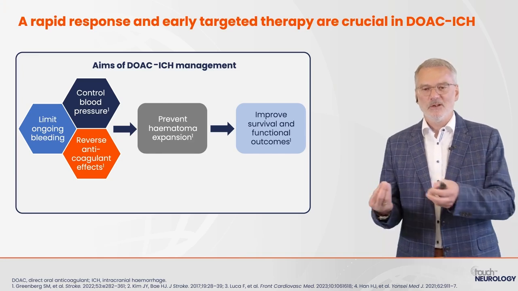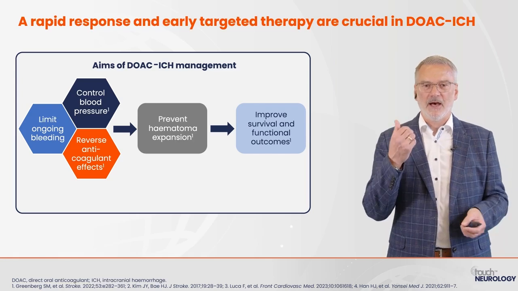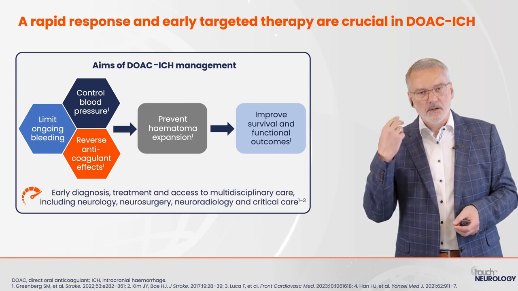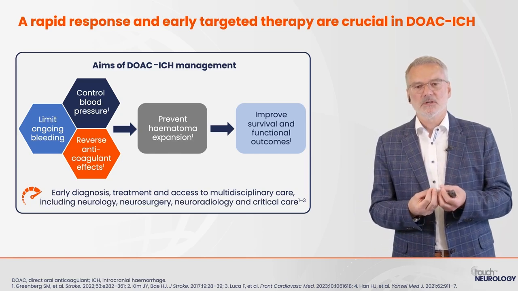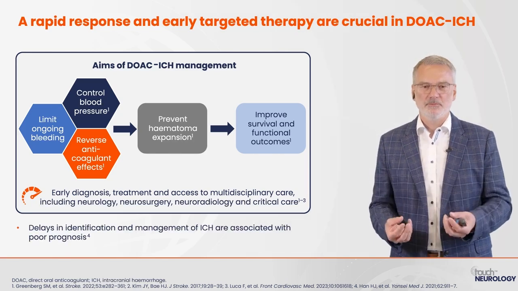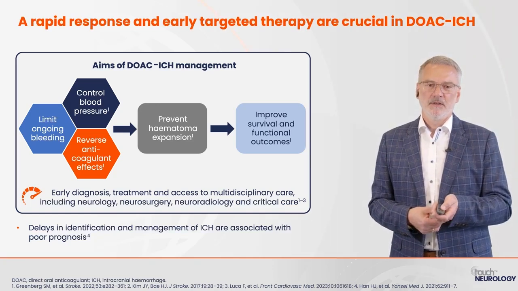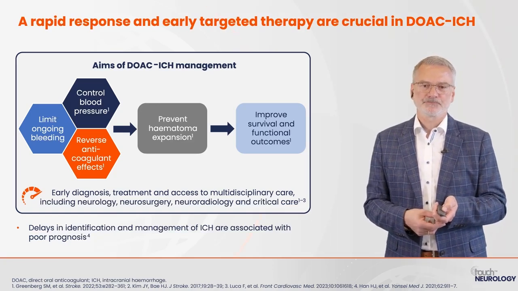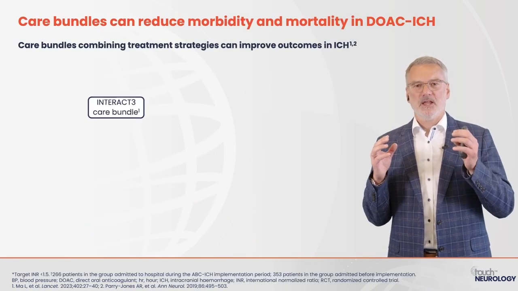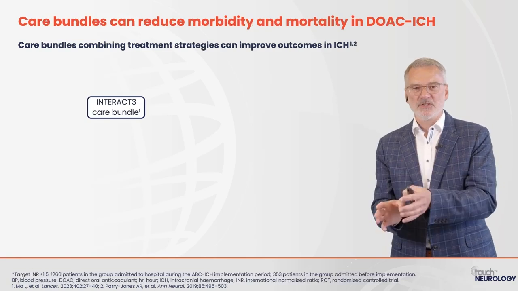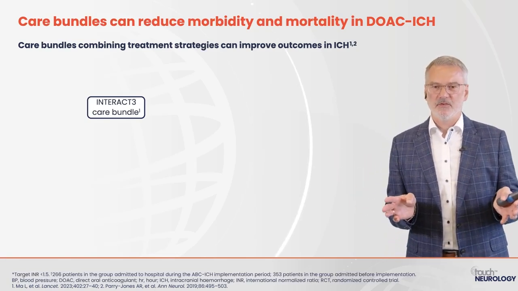So if we are slow in lowering the blood pressure, if we are slow in identifying anticoagulation status or the bleeding in the brain as the main problem of the patient, then we contribute by our slowness to mortality and morbidity and poor functional outcomes. That's why nowadays we talk about care bundles. We don't focus on a certain intervention, but it's a bundle of interventions that the patient will benefit from.